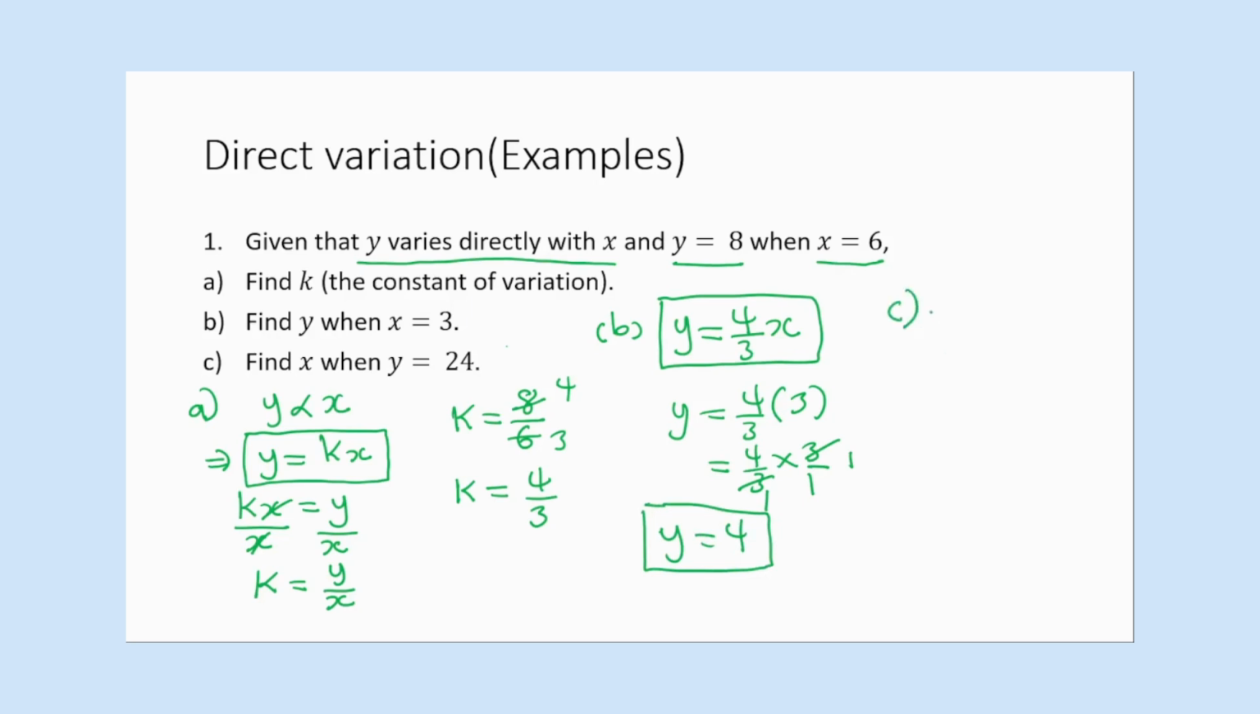Part C. Find x when y is equal to 24. We already have an equation for this situation, which is y is equal to 4 over 3 x. So what we need to do is make x the subject of the formula. So we're going to take this term, which is 4 over 3 x, on the left-hand side of this, and the y goes to the right-hand side.